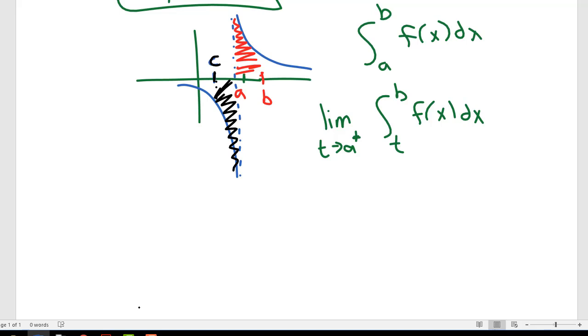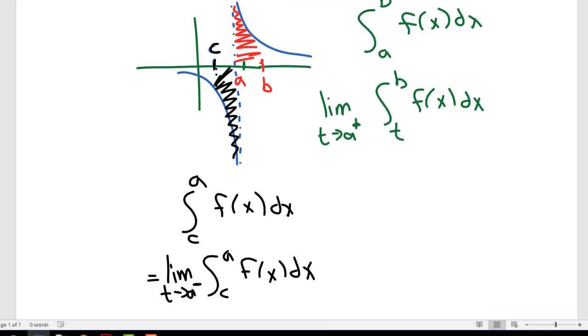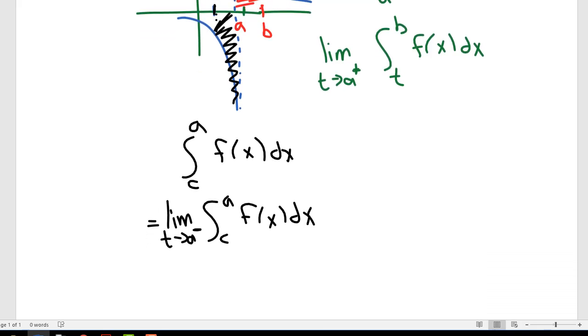So in that case, the integral of f of x from c to a, and a is the vertical asymptote. We're going to say that's the integral from c to t, and we're going to take the limit as t approaches a from the left. We're taking our vertical asymptote, moving away, and approaching a from the left. So these technically would be the two. Actually, there's one other. So think about this for a second.